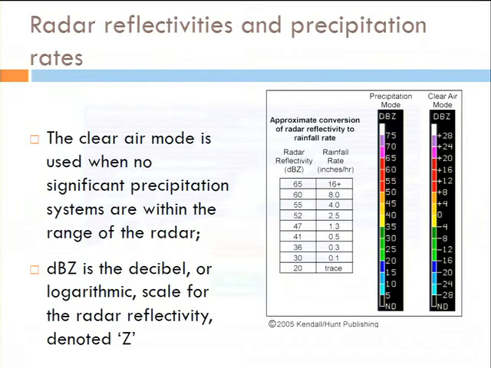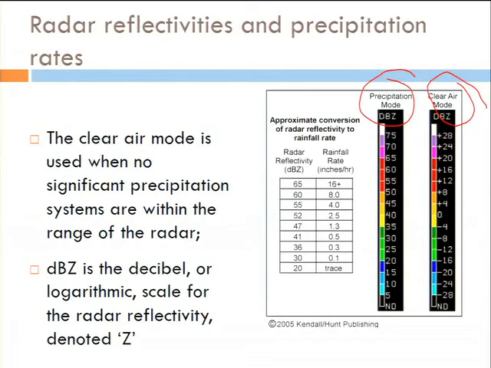So we can actually tune the sensitivity of these radars. And when we know that there isn't any precipitation in the area, we can actually increase the sensitivity. And so we have something that's called clear air mode versus precipitation mode. And basically this is just how fine the sensitivity of the radar that we're looking at is.